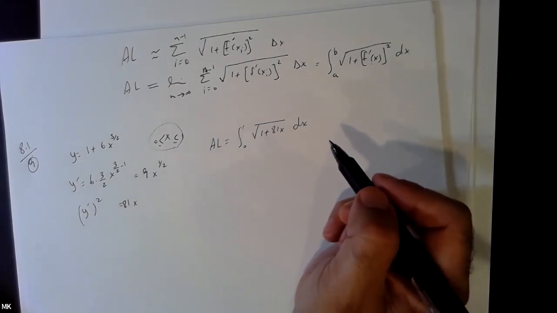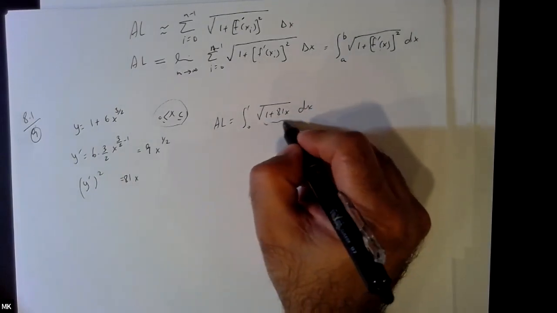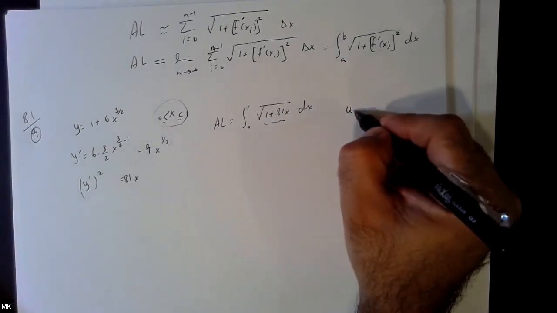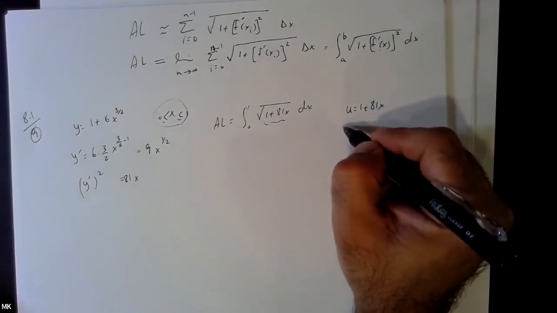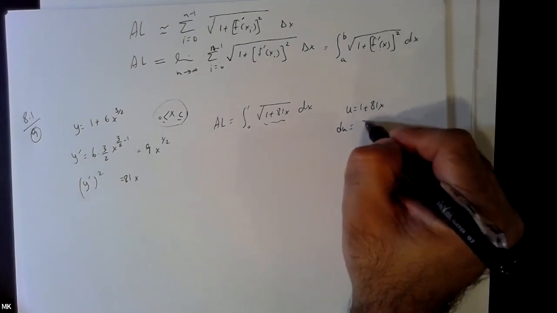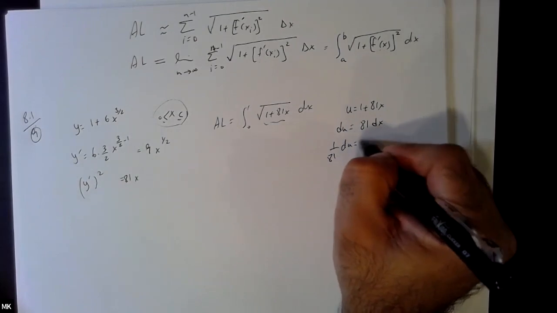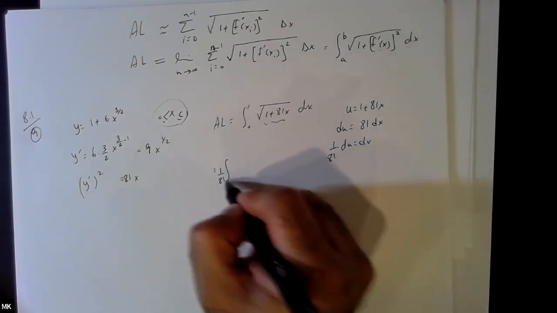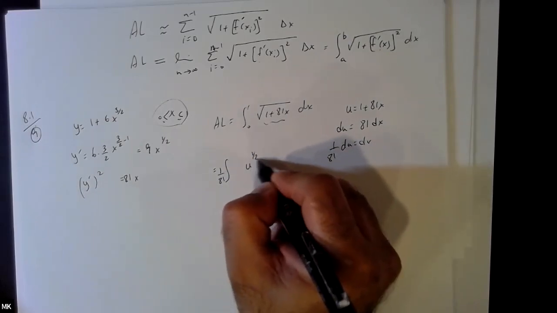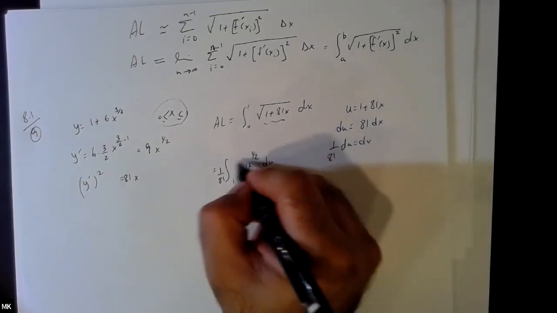Depends how comfortable you are with your integration by now, but if you still want to do u sub, you can do another u sub here. U is equal to 1 plus 81x. I can see students doing it without introducing a u, although you're still doing the substitution. Du is equal to 81 dx, so 1 over 81 du is equal to dx. So it's going to be the integral of 1 over 81 u to the 1/2 du. And when x is 0, u is 1. When x is 1, u is 82.